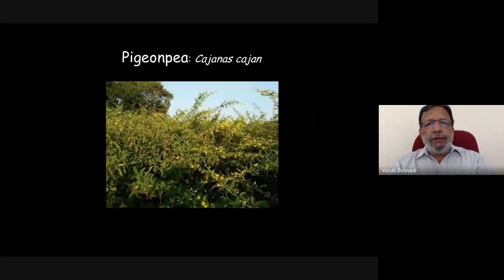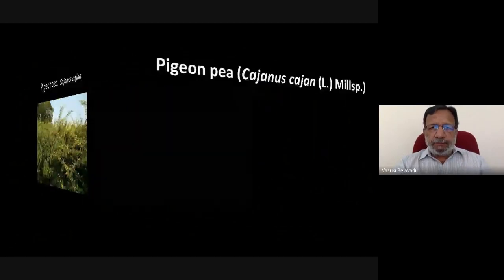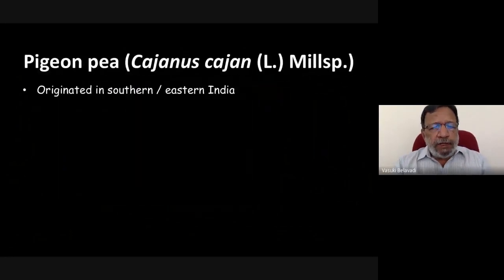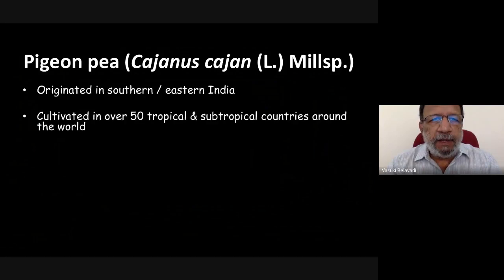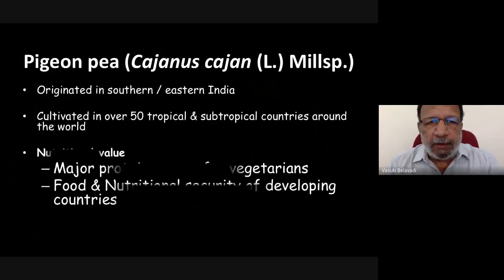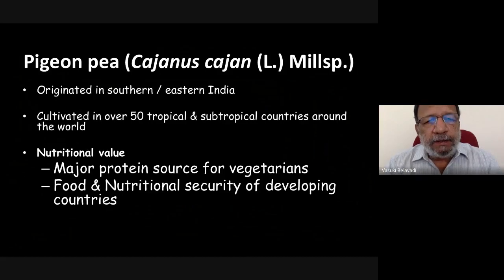Now, pigeon pea is Cajanus cajan. It originated in southern or eastern India, and is cultivated in over 50 tropical and subtropical countries around the world. It has a very high nutritional value because it is a major source of protein for vegetarians. And the food and nutritional security of developing countries mainly depends on a crop like pigeon pea.